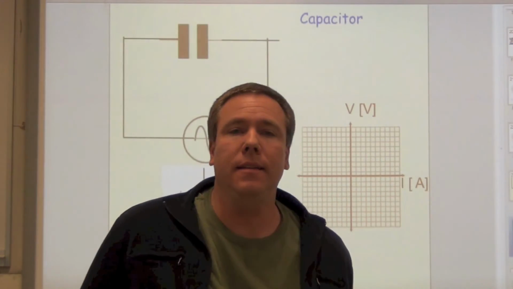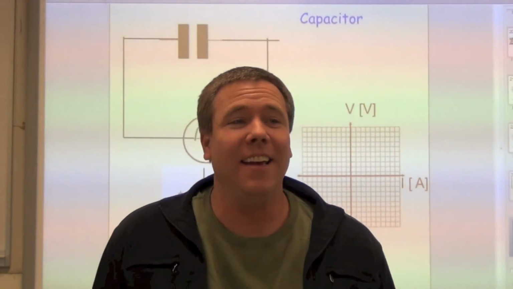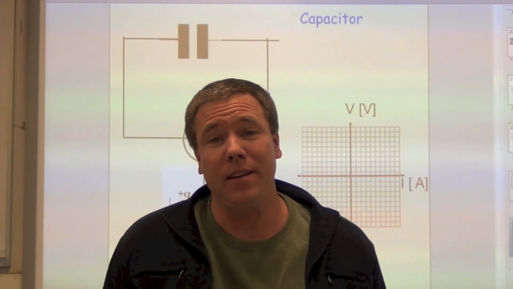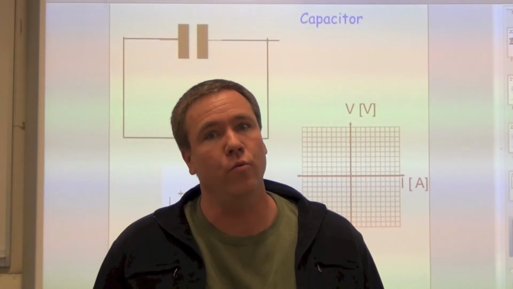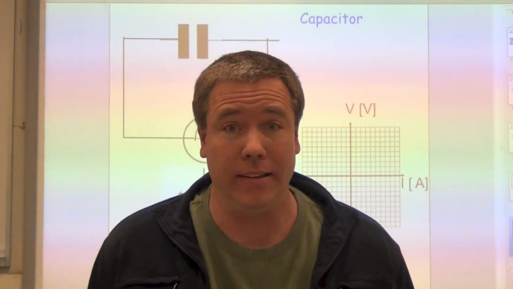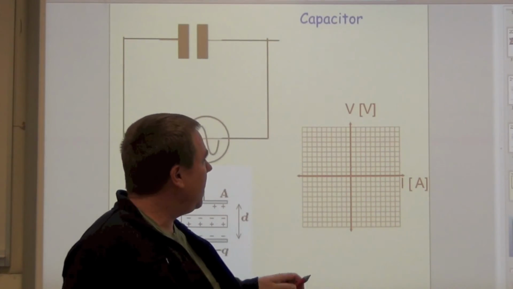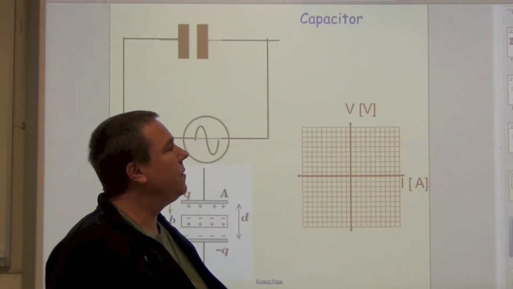Now, practically speaking, capacitors have some leaking, and so there is some current, and we could say that there is resistance, and it's really, really, really, really high. Okay? So what should this plot look like when we look at voltage versus current?